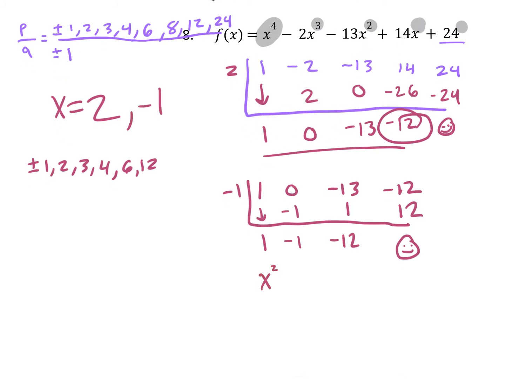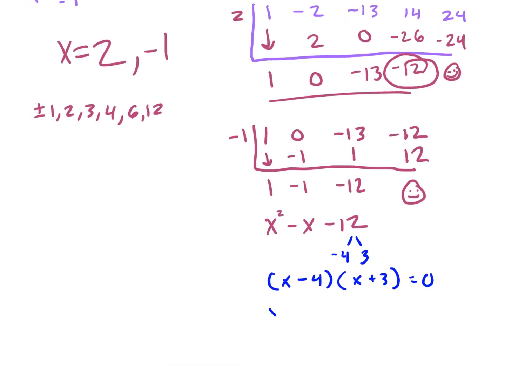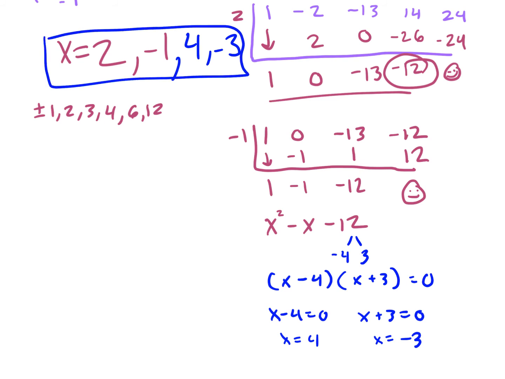And then from here, this is x squared minus x minus 12. And I can factor this. So what are two factors of negative 12 that add to negative 1? Negative 4 and 3. So this would be x minus 4, x plus 3. I need to set each one equal to 0. So x minus 4 equals 0. X plus 3 equals 0. X is equal to 4. X is equal to negative 3. So adding to my list here, I have 4 and negative 3. So these are all of my zeros.